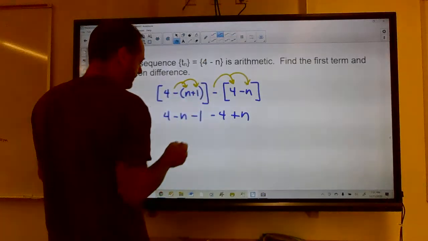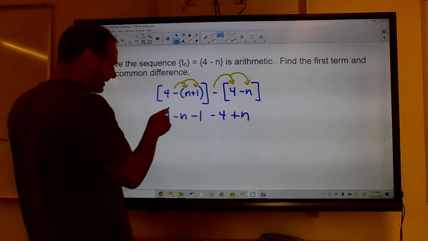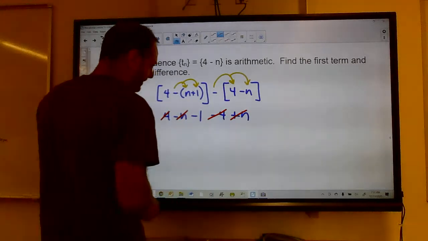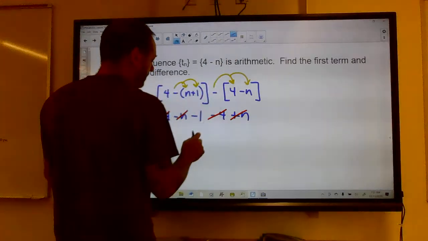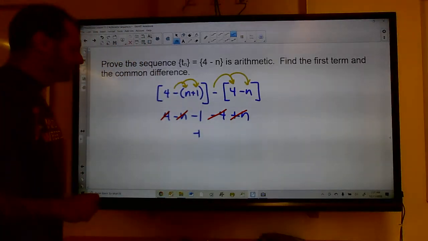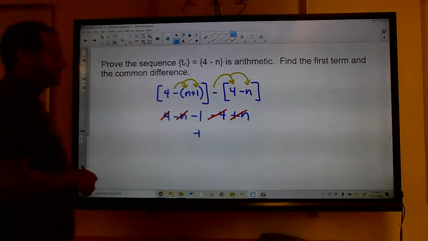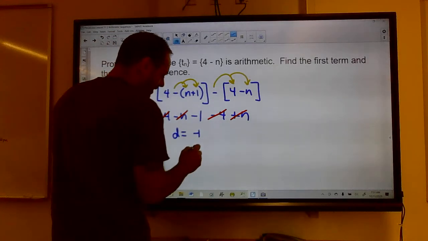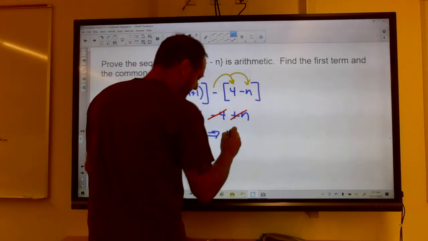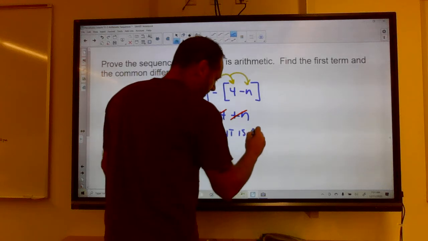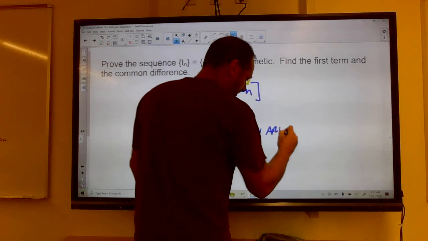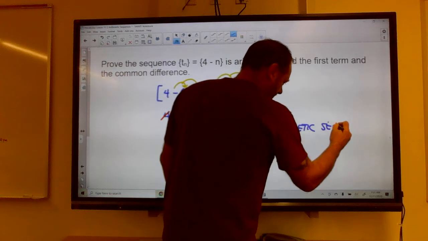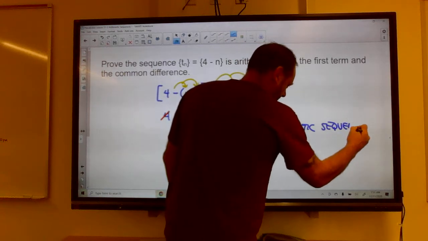So then I combine my like terms, so I've got a 4 and a minus 4. I've got a negative n and a positive n. So I'm just left with negative 1. So that's a constant, so that means it's my common difference. So we'll say d equals negative 1, which implies it is an arithmetic sequence, and you should write that out.